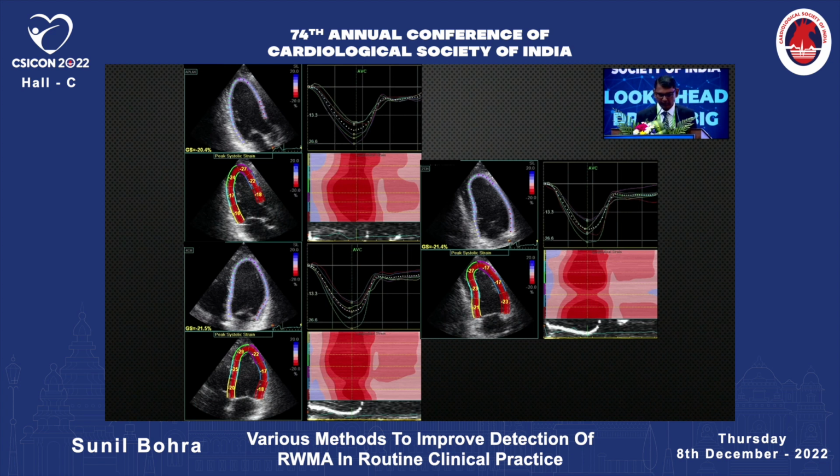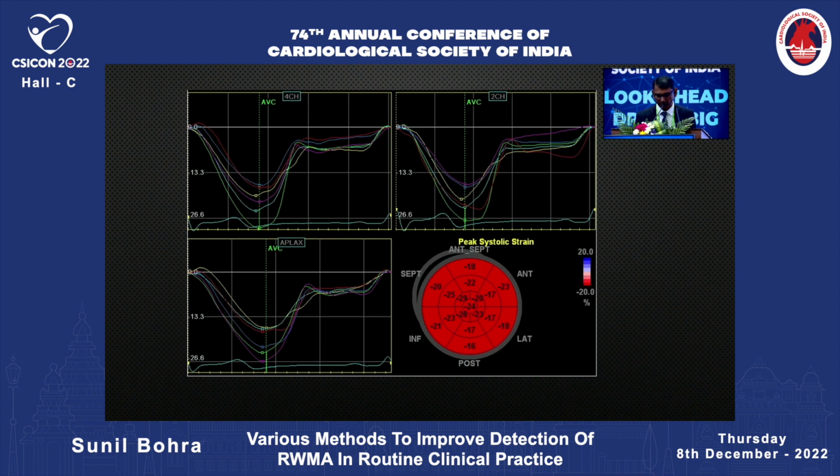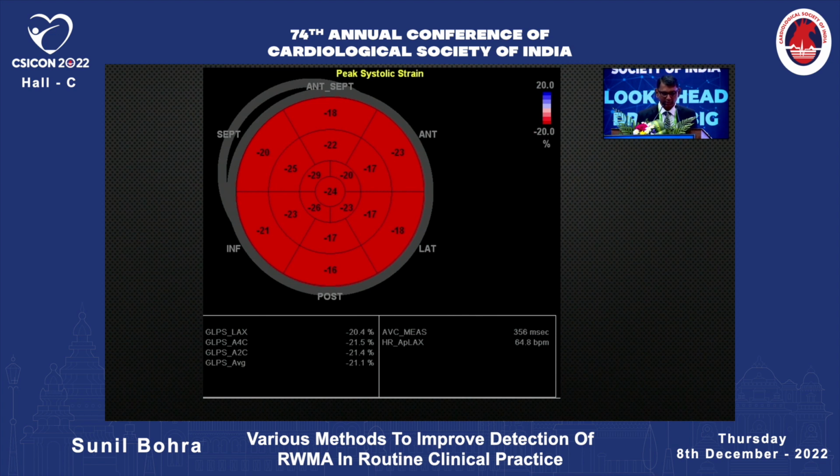It gives it very neatly, and it can be useful for improving our inter-observer variability. The graphs are given, and the bullseye plot is also there, which is very easy for us to read and communicate to the peers.